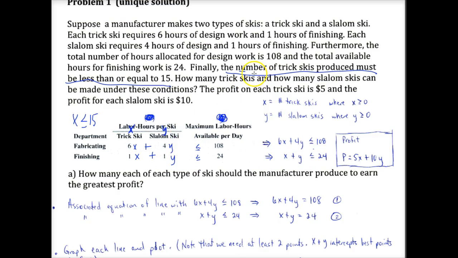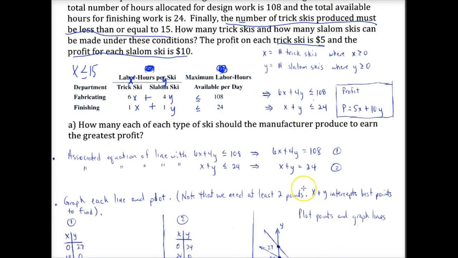And of course, we know that our profit on each trick ski is going to be $5, and the profit for each slalom ski is going to be $10, okay? So we want to know how many of each type of ski the manufacturer should produce to get the greatest profit, okay?